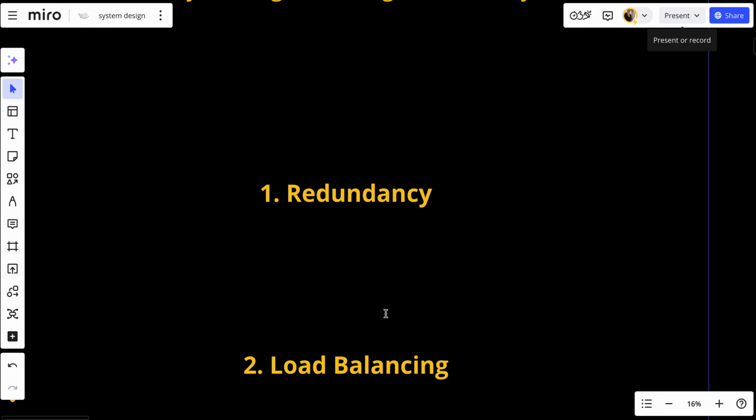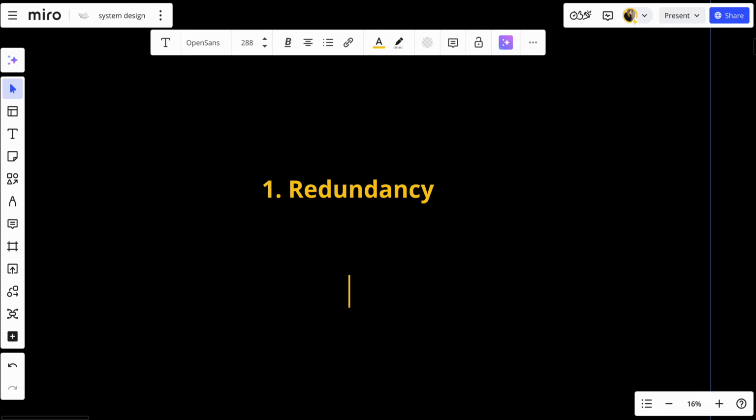Let's talk about the cost considerations of redundancy. However, redundancy can be expensive. Running multiple servers means increased cost for hardware, software, and maintenance. So it's important to evaluate what components need redundancy and what can have reduced redundancy. By this, you balance the cost.